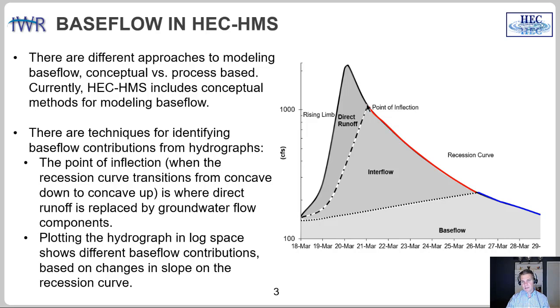In this case, we're going to say, well, at that point of inflection, that's where base flow, which is going to be made up of both interflow and groundwater flow, are the major contributors to the runoff hydrograph. You can plot your runoff hydrograph in log space. That's what I've done on this figure right here. And you notice that the recession limb is going to look different.